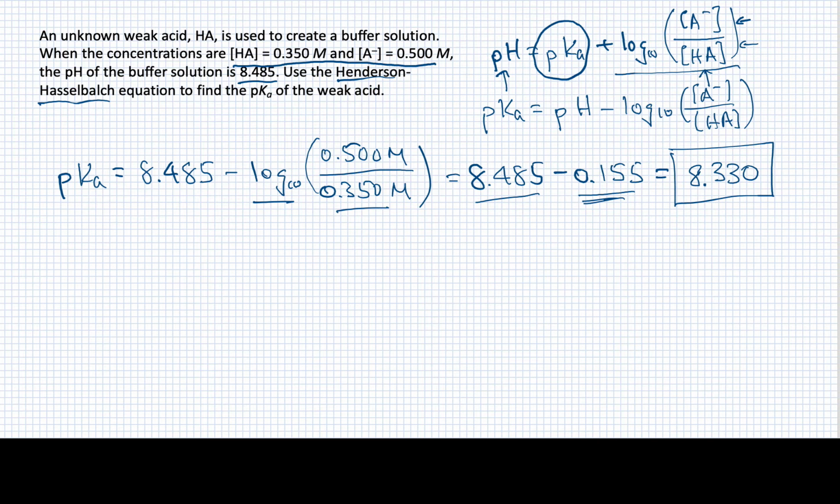You should work on different combinations of things that you might be given. For example, you might be given the pKa and the pH and one of these two concentrations, and you would need to find the other. There are all kinds of problems that can be created from this. But this particular problem will get you started at least in figuring out how to solve these kinds of problems and to become comfortable with them.